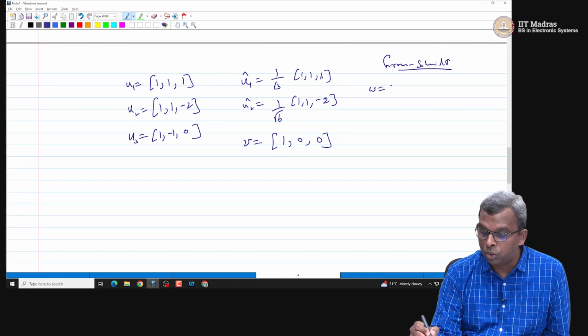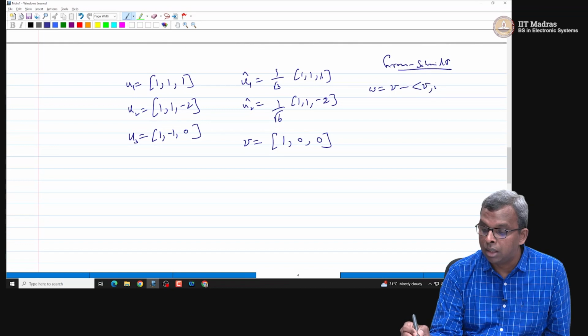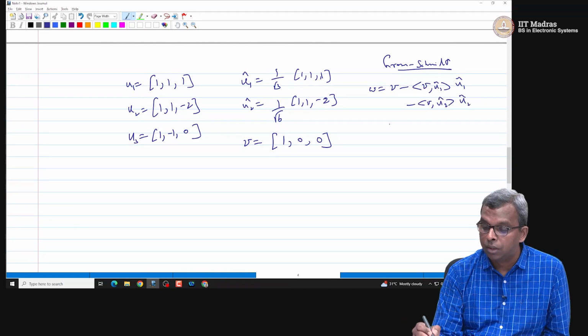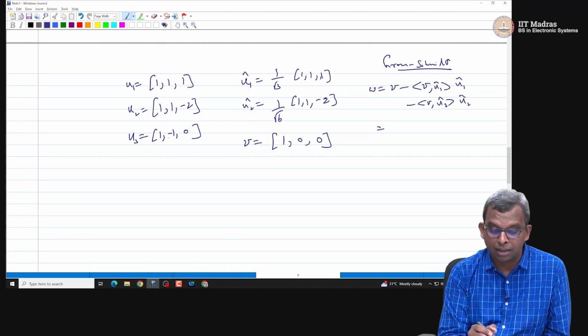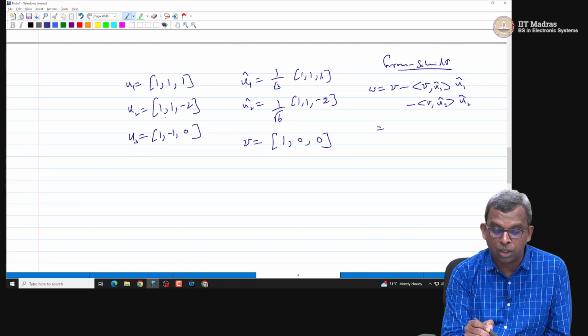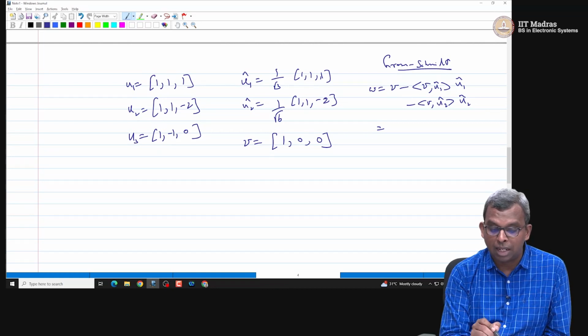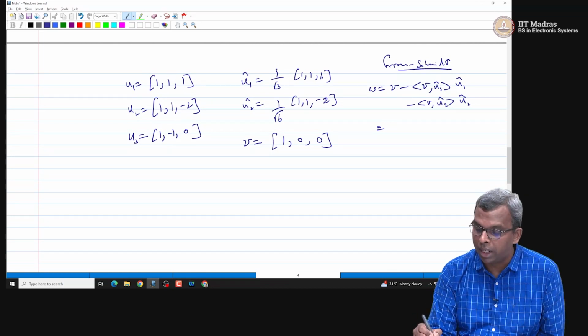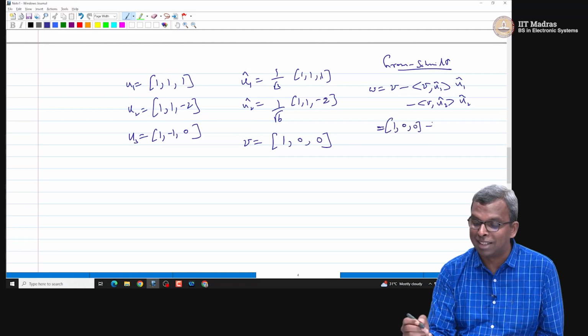You can find a W, which is V minus V inner product u1 hat minus V inner product u2 hat. And if you evaluate this, you should get something like this. But 1 minus 1 0 is actually orthogonal to both these guys, right? So that needs to be the third direction, but you can find it in some way, let's see, hopefully this will give us the same answer.